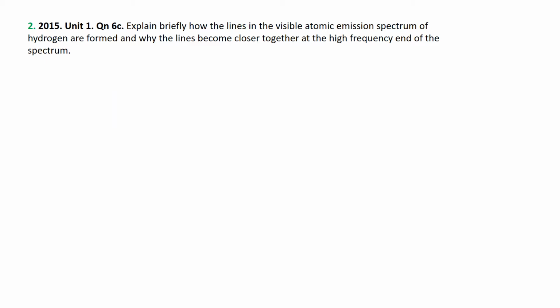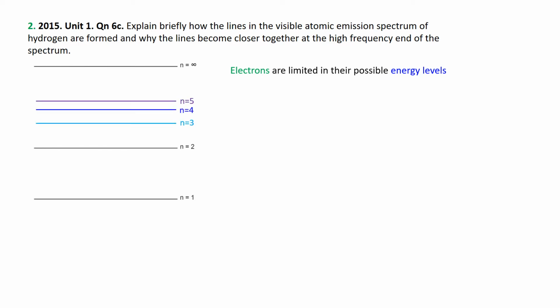Explain briefly how the lines in the visible atomic emission spectrum of hydrogen are formed and why the lines become closer together at the high frequency end. Well, we start off with the idea that electrons are limited in their possible energy levels. We saw this in question 1. So an electron can have this ground state energy level, or it can have the first excited state, n equals 1 or n equals 2, or the second excited, or the third, or the fourth, and so on excited states. But it can't be in between here and be quite content.